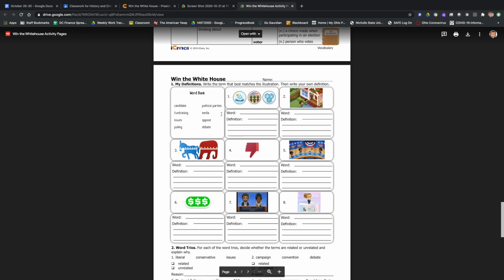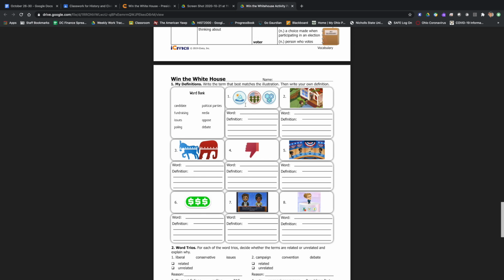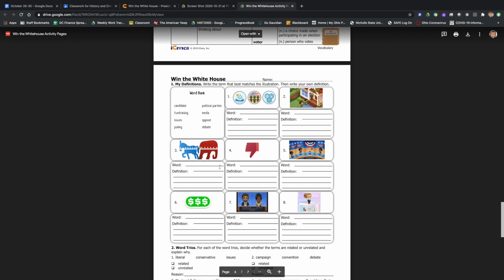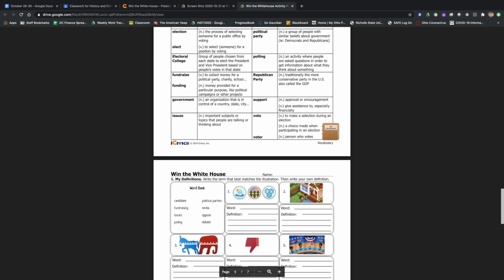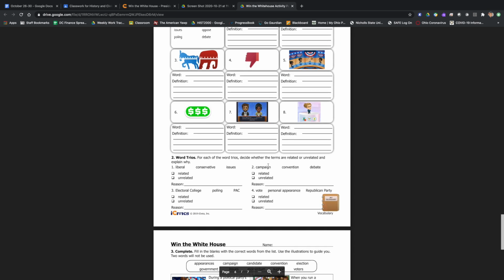So which one of these words, candidate, does candidate go here, here? Where does candidate go? Where do you think candidate best matches? And then write your own definition. Please don't just take the definition from here and copy and paste it. Put it into your own words.